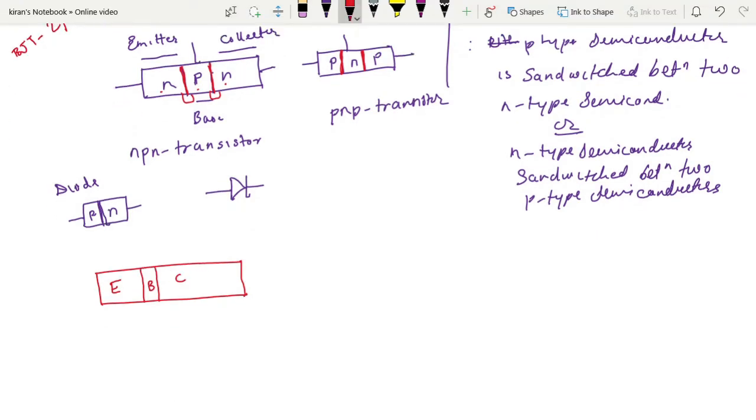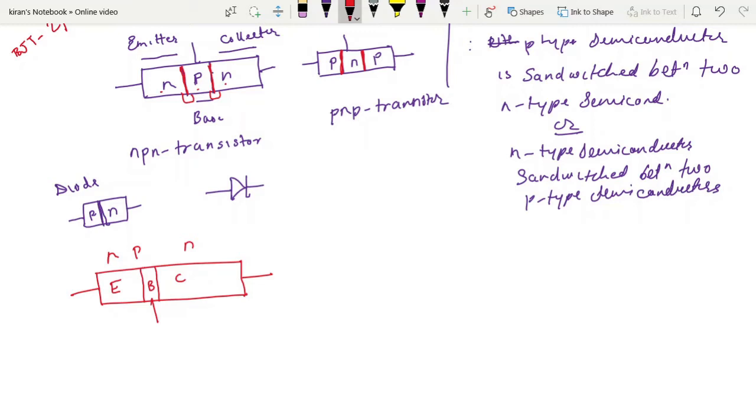Look at the size of this particular thing. So there will be three terminals coming out over here, here and here. It could be NPN or PNP, it doesn't matter. So for the time being we are going to consider NPN. Whatever we are going to discuss over here, the same thing will be followed by PNP transistor as well. So these are the three terminals.